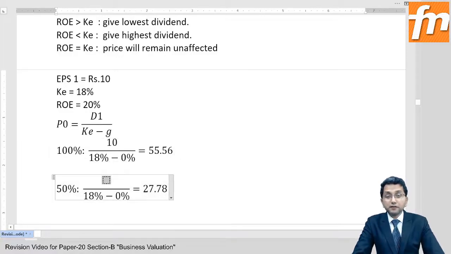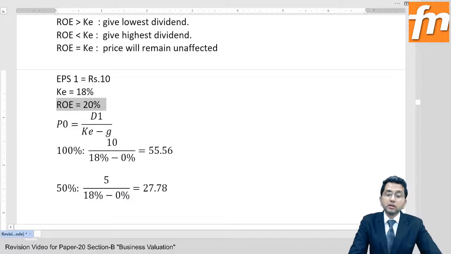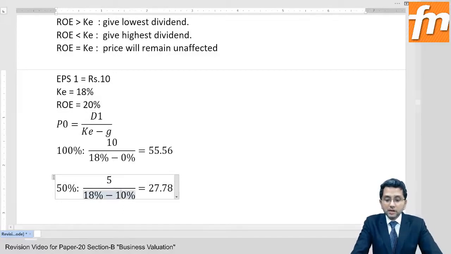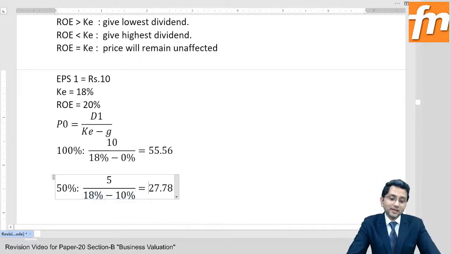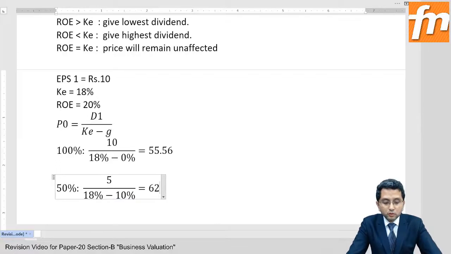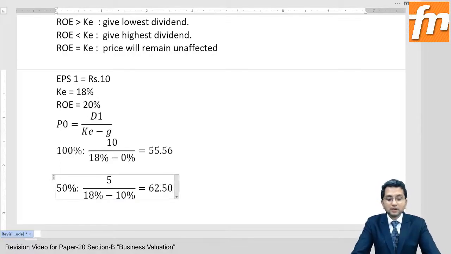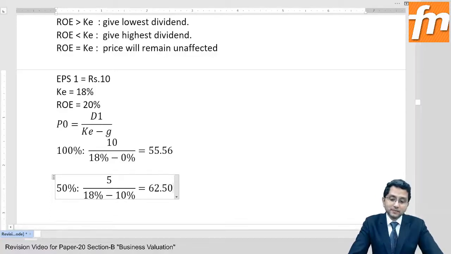Now, if I give only 50% dividend and 50% I retain, this will become 5 rupees. And the growth rate here will be return on equity into retention ratio. Return on equity is 20%. Retention now is 50%. So growth rate will become 10%. So 5 divided by 8%. See, it has gone up to 62.5. Moral of the story, if you reduce the dividend, market price increases due to present value of growth opportunities.